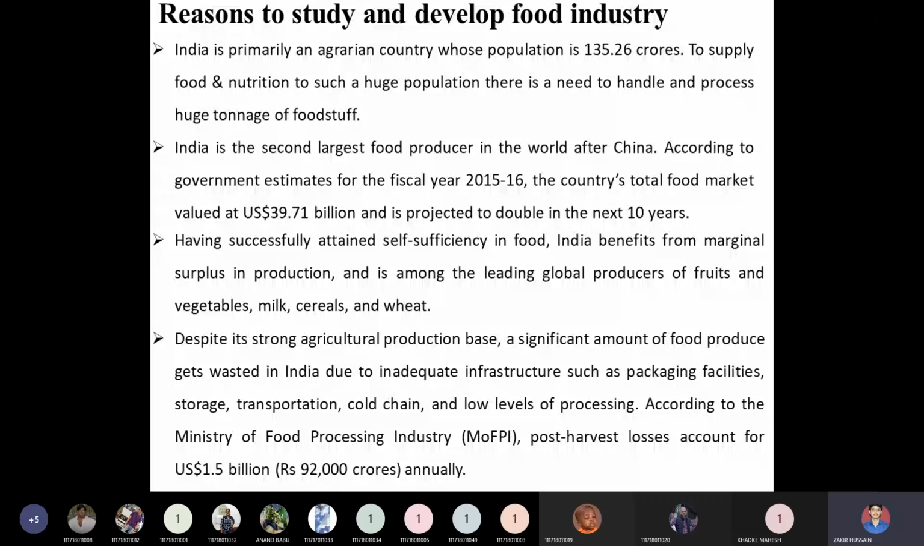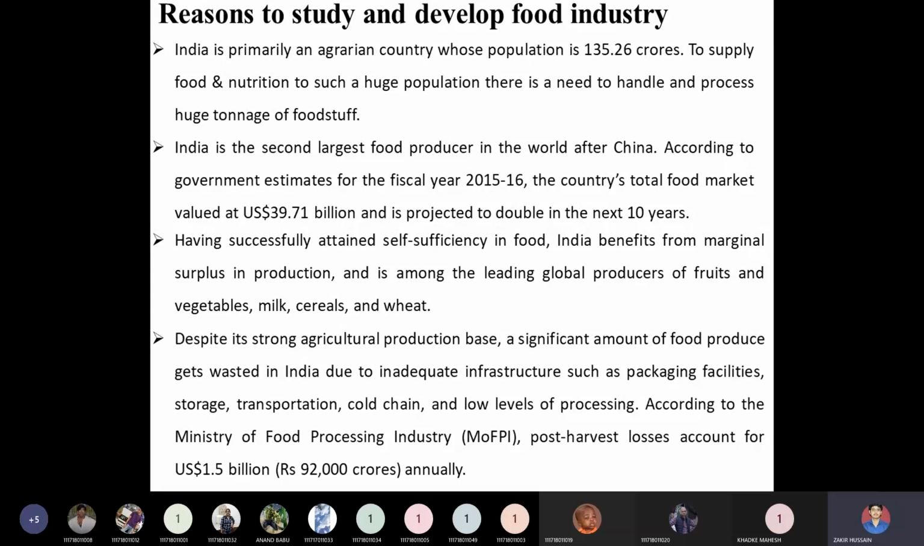Despite its strong agricultural production base, a significant amount of food produce gets wasted in India due to inadequate infrastructure, such as packaging facilities, storage, transportation, cold chain, and low levels of processing. We don't have good processing technology. We don't have a wonderful storage mechanism like cold storage. There is a shortage of cold storage, because the farmer has to transport whatever agricultural product he has to the market. Before transporting, a lot of the material will be wasted, and in order to lower that waste, he needs some cold storage. We don't have adequate infrastructure to provide that.